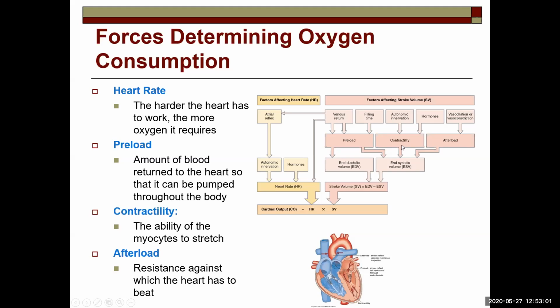So preload, afterload, contractility, end diastolic volume, end systolic volume, all of that has a lot to do with the stroke volume, how much will come out of your heart, and that would give you the cardiac output eventually, which combines the heart rate and all the factors that can affect it, with the stroke volume factors here. All that determines how much oxygen you consume and how much oxygen the muscles of the heart need to contract well.